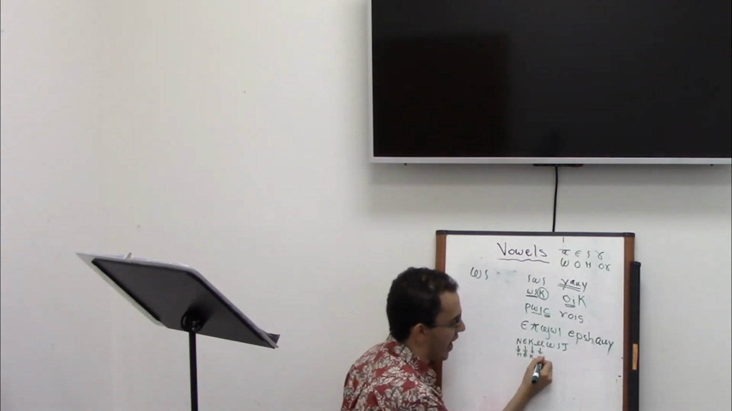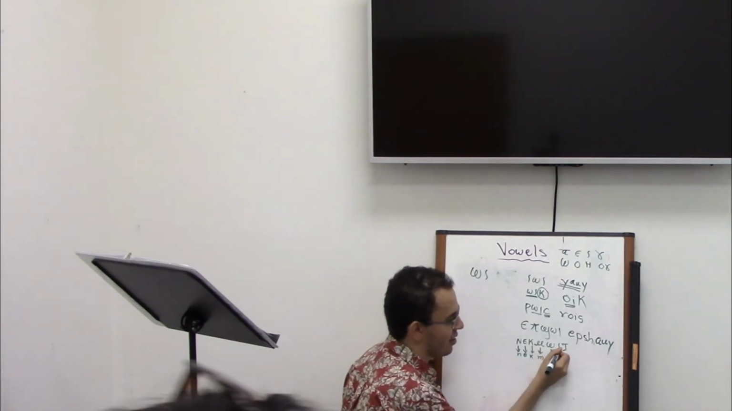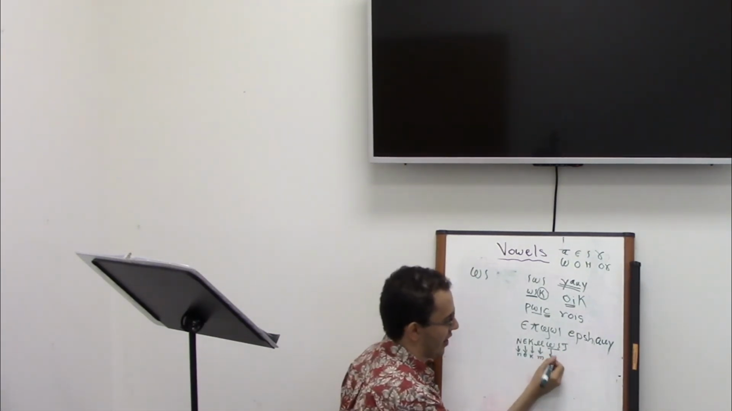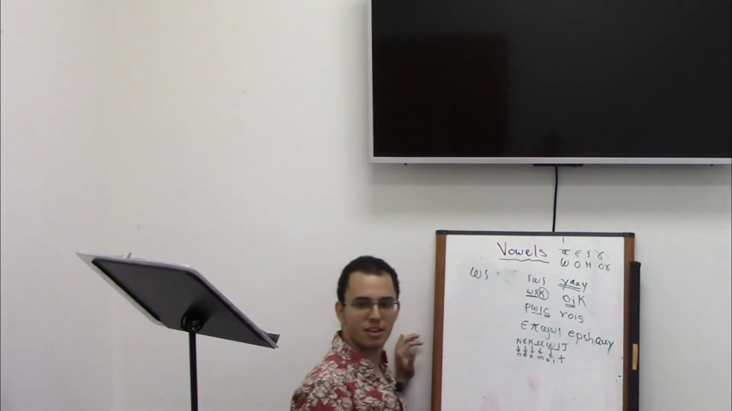K, right? M, and then, what happens here? O-I. That's really nice handwriting.